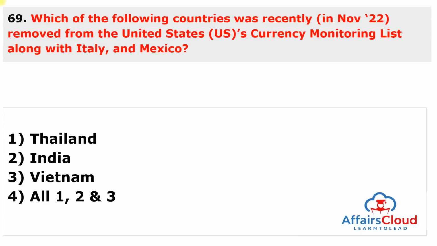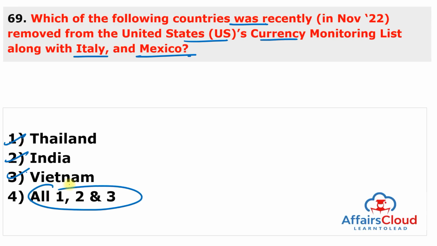Moving to next question. Which of the following countries was recently removed from the United States currency monitoring list along with Italy and Mexico? Italy and Mexico, static question. And now this is Thailand, India and Vietnam. So the answer of this question is all 1, 2, 3. So the United States Department of Treasury removed India along with Italy, Mexico, Thailand and Vietnam from its currency monitoring list of major trading partners that merit close attention to their currency practices and macroeconomic policies.